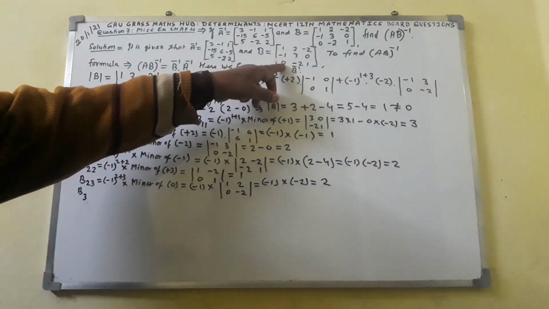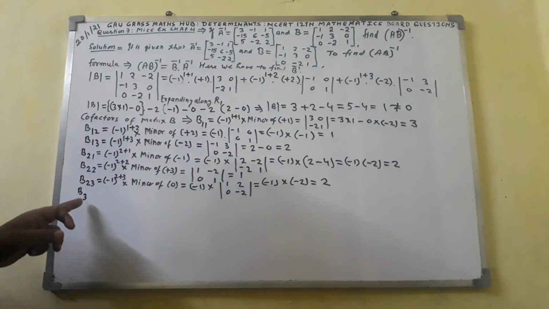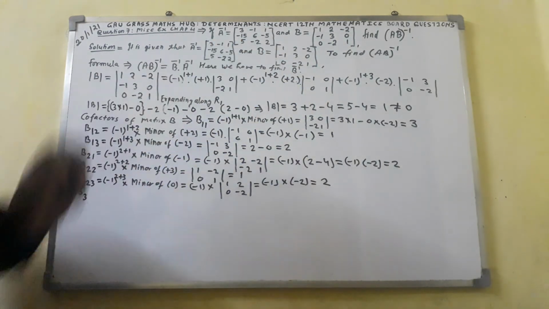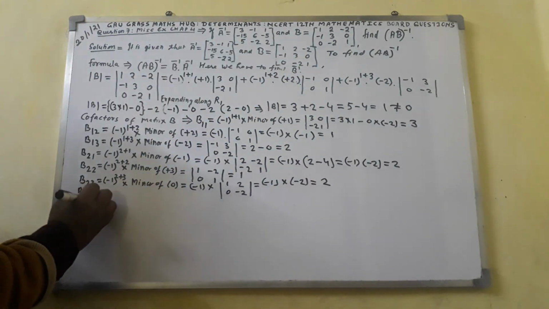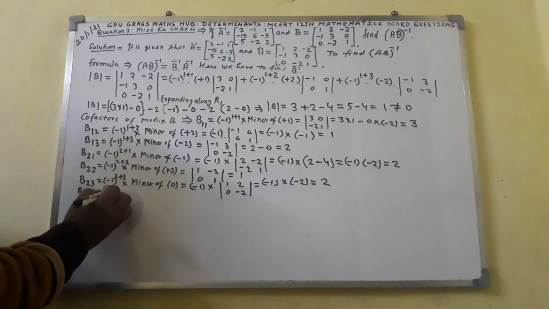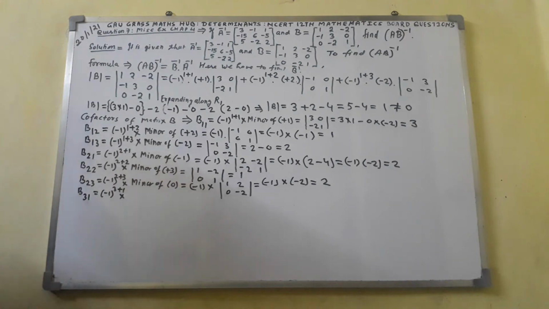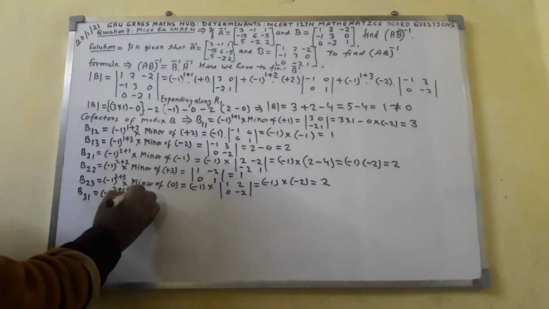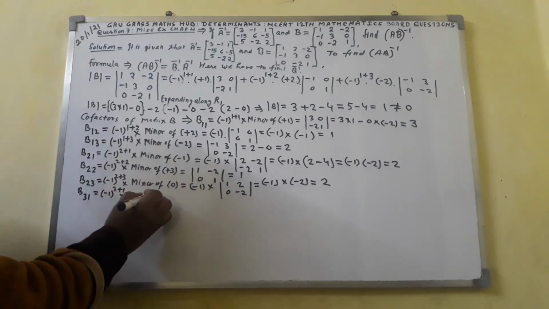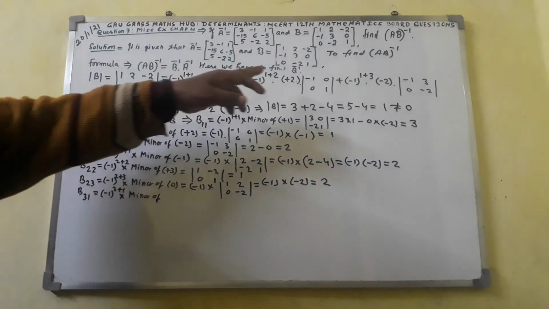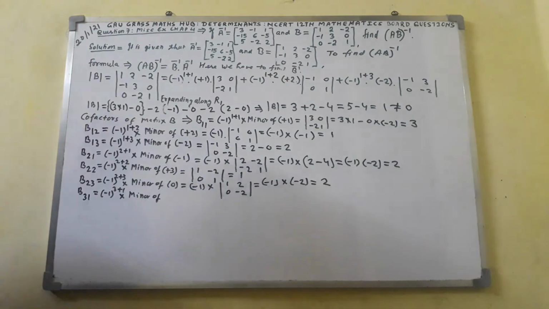This 0 is there in third row. For third row, I shall write here 3. And this 0 is there in the first column. For first column, write here 1. It will become minus 1 raised to the power 3 plus 1 into minor of element 0. This 0.